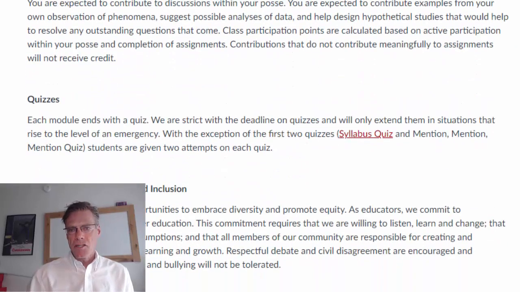Quizzes, each module ends with a quiz. There are a couple of extra quizzes besides those, but for the most part, it's going to end with a quiz. We're very strict on the deadline for quizzes. Get them in on time. Again, I don't really see any reason that you shouldn't get full credit for the quizzes. As long as you're staying on task and paying attention to deadlines, you're going to do fine. You are given 2 opportunities to pass quizzes. So, if you don't do well on the first try, try it again. On the syllabus quiz and the mention quiz, you can do those as many times as you want. So on those, definitely you should be able to get full credit for those.